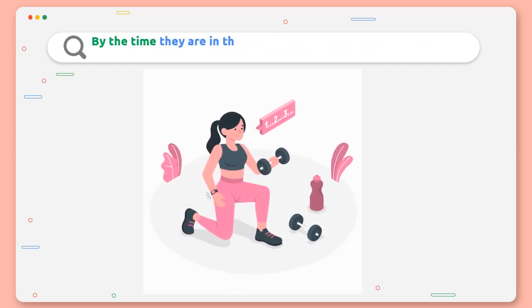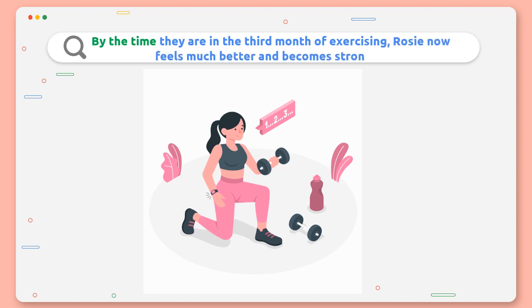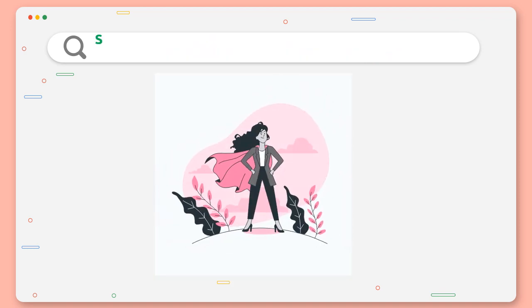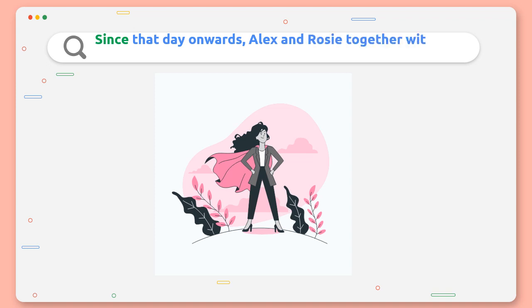By the time they are in the third month of exercising, Rosie now feels much better and becomes stronger. Since that day onwards, Alex and Rosie, together with their friends, have a newfound confidence. What a delightful ending, right? Good on you, Alex and Rosie.